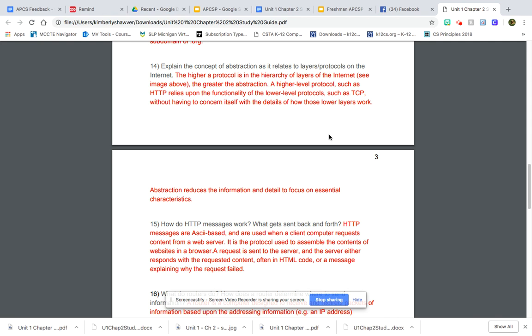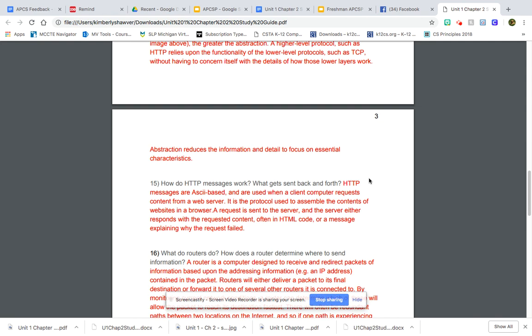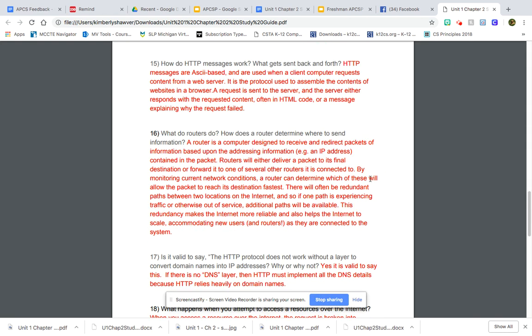A high-level protocol, such as HTTP, relies upon the functionality of the lower-level protocols, such as TCP, without having to concern itself with the details of how those layers work. Abstraction reduces the information in detail to focus on the essential characteristics of a given layer.